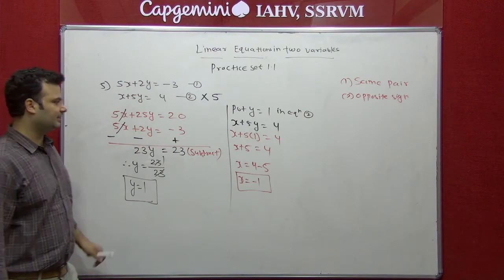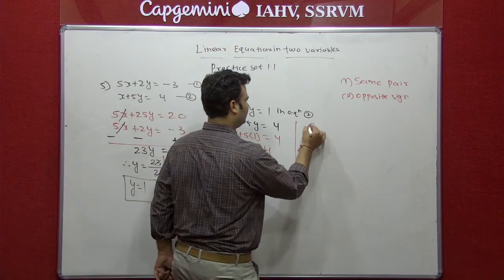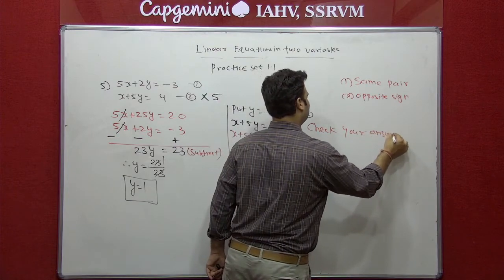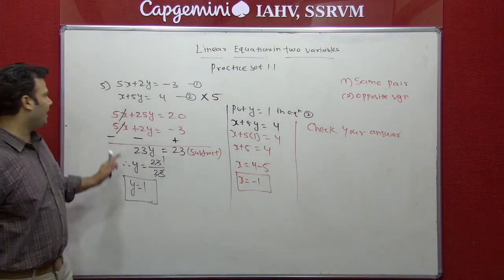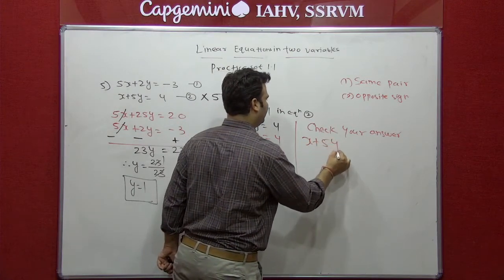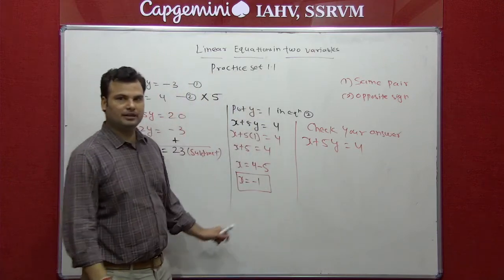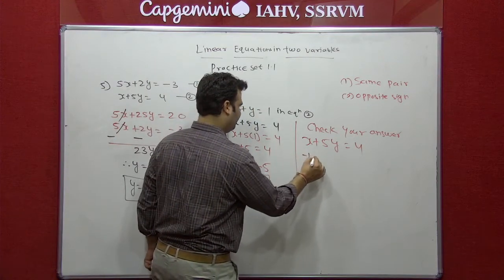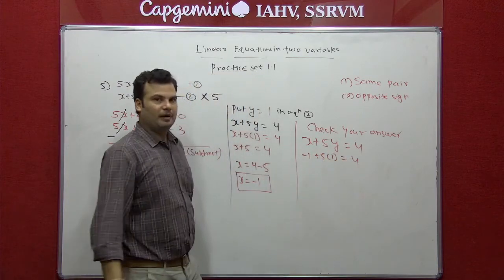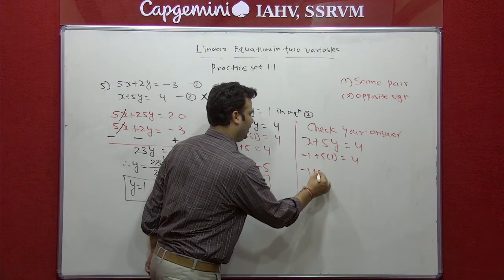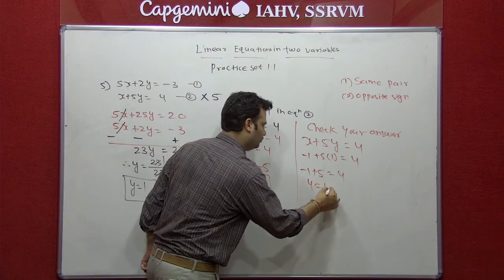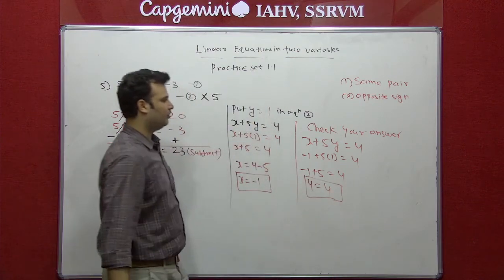If you want to check your answer, let's check with the value of x and y. So the equation is given: x plus 5y equal to 4. Now what is the value of x, students? Minus 1. So minus 1 plus 5 into 1 equal to 4. So minus 1 plus 5 equal to 4, answer is 4, so 4 equal to 4. So now you can see, the answer is correct.